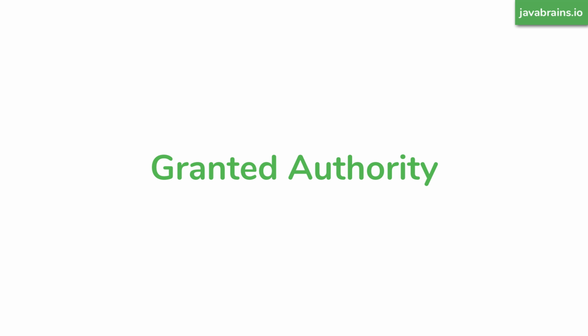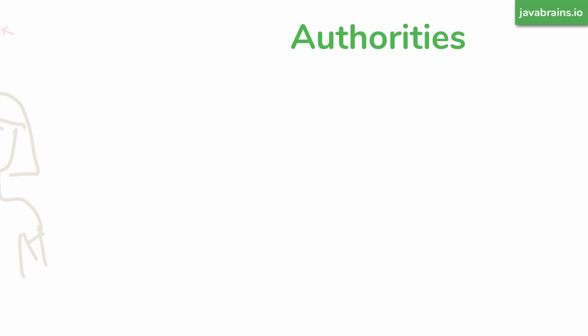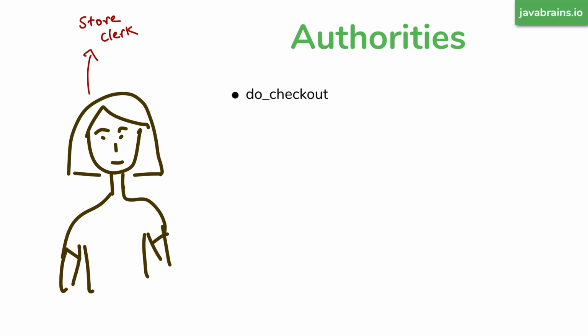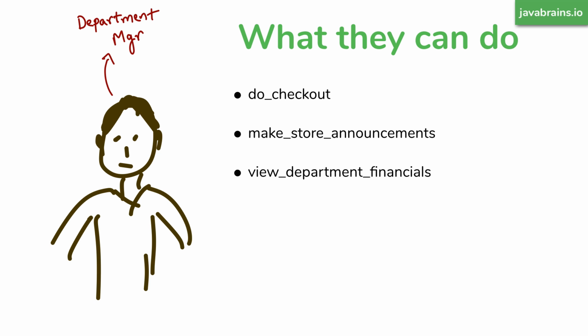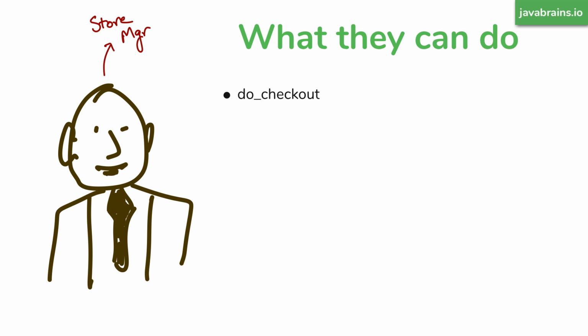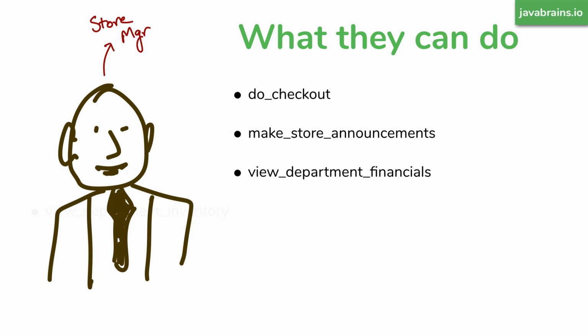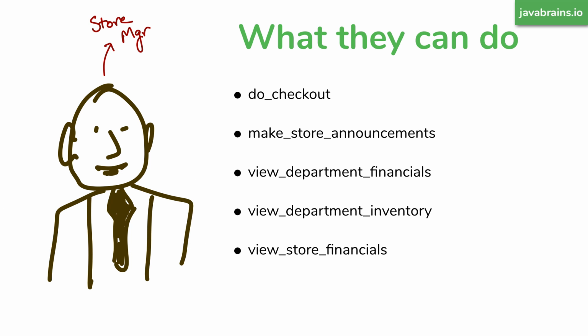Authorization, authority. Get it? The user is trying to do something in an application, and the application will allow or authorize them to do it only if the user has been granted authority to do so. Taking that retail store example again, the store clerk has the following authority: do checkout, make store announcements. The department manager has authorities: do checkout, make store announcements, view department financials, view department inventory. The store manager probably has all these authorities, plus things like view store financials. These are authorities. These are fine-grained permissions of what the user can do.